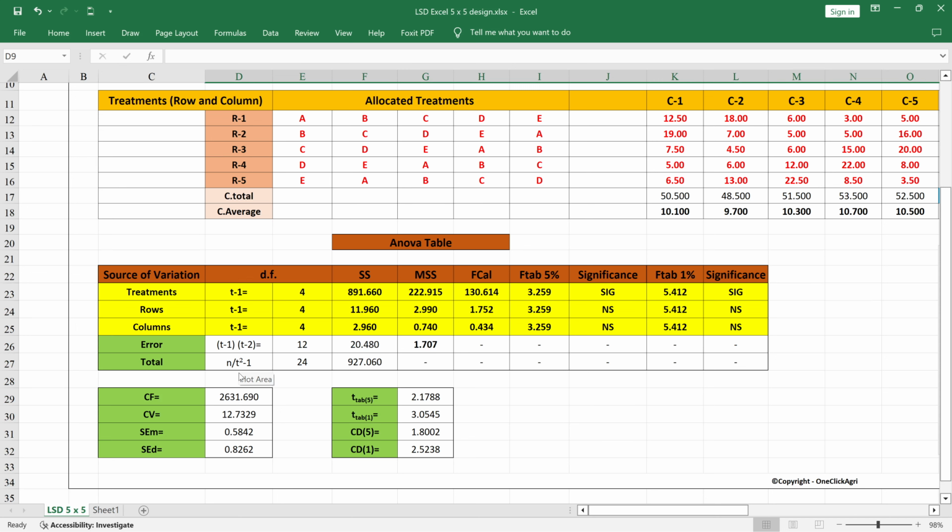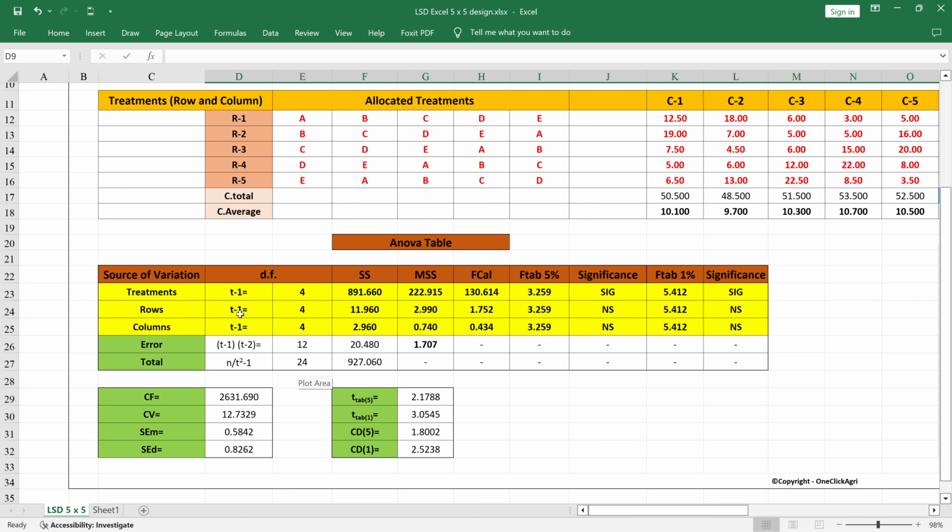And here you can see the t square, because we are squaring the treatment. We consider the 5 treatments and we square that treatment. Okay, so here is the t square, or n means the total number of observations. So we have the total number of observations, 5 into 5 is 25. So 25 minus 1 is 24. This is the total. For the treatment, we have the 5 treatments.